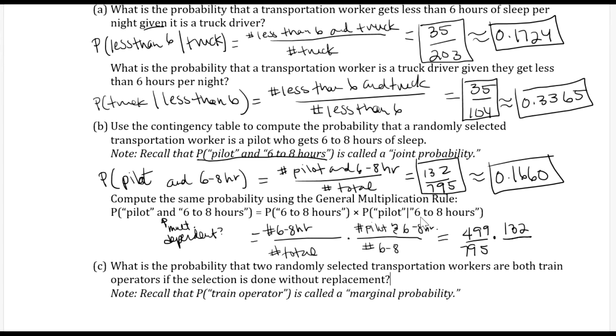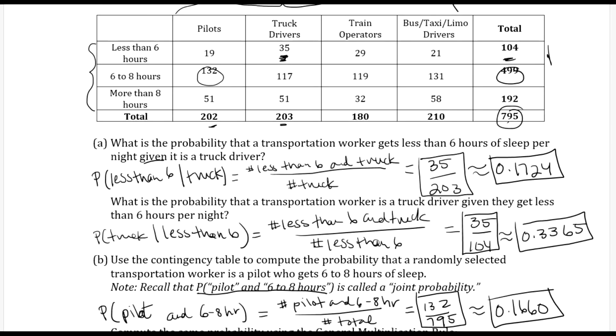Given that we have 6 to 8 hours, you've got to look at only those workers that get 6 to 8 hours of sleep. We look up our table and we have a total of 499 workers who get 6 to 8 hours of sleep.